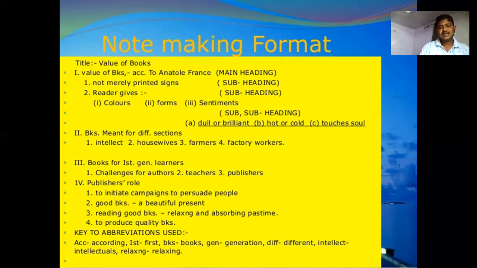In this subheading again, we go through with the sub points: dull or brilliant, hot or cold, touches the soul. So the second main point: books meant for different sections like intellectuals, housewives, farmers, factory workers. That means the urban people, the intellectuals, they think that books are not for housewives. Third point: books for first generation learners, challenges for authors and teachers and publishers.